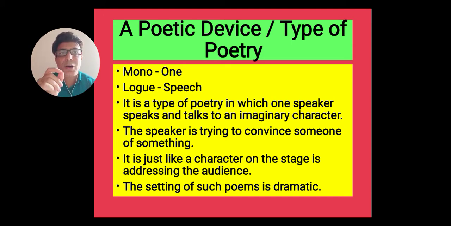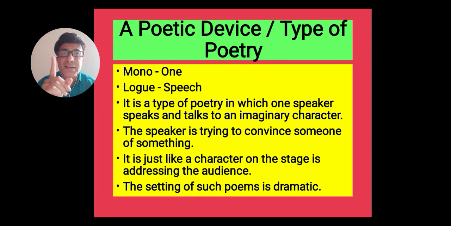It is a type of poetry in English literature in which one speaker speaks and he or she talks to some imaginary character. Sometimes the poets want to present a kind of dramatic situation in poetry. Friends, you must have studied drama. In drama, we have a stage, and on the stage, some characters talk among themselves. They deliver some dialogues.